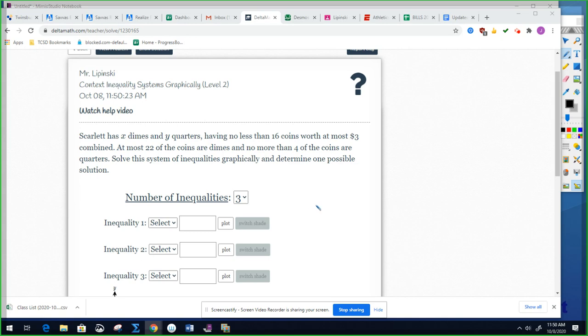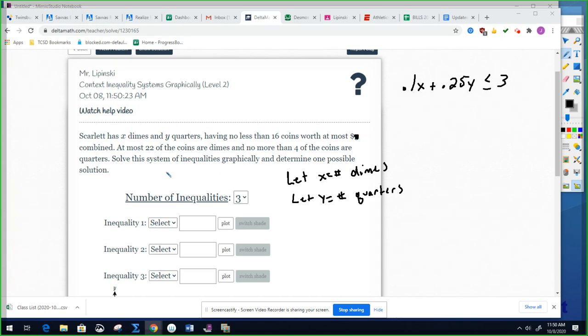Let x equal the number of dimes, and let y equal the number of quarters. I've got to be able to set up 3 different equations. I'm going to set up a money equation first. We should know how much a dime is worth, so it'd be 0.1x plus 0.25y. It says they have at most $3, which means this is less than or equal to 3. That took care of this $3 combined.